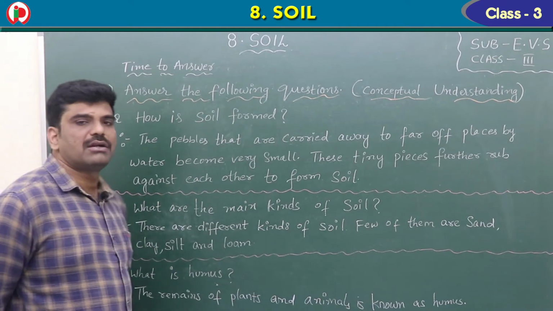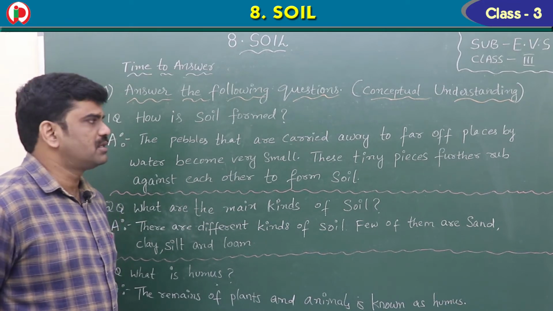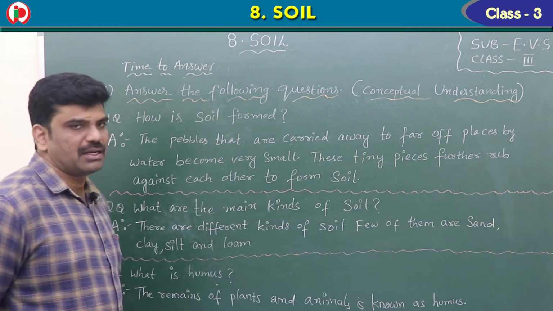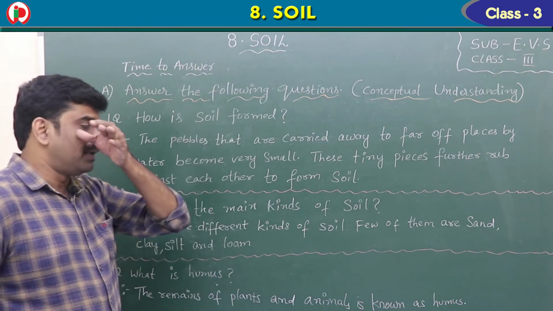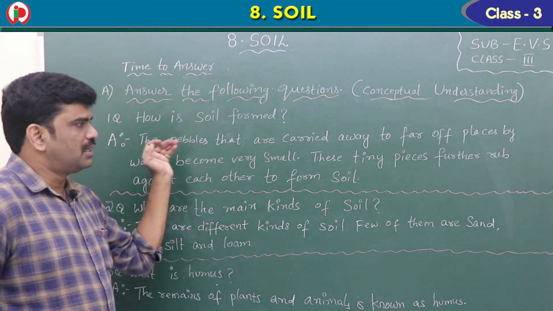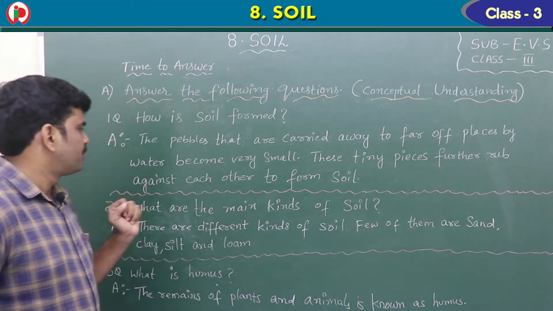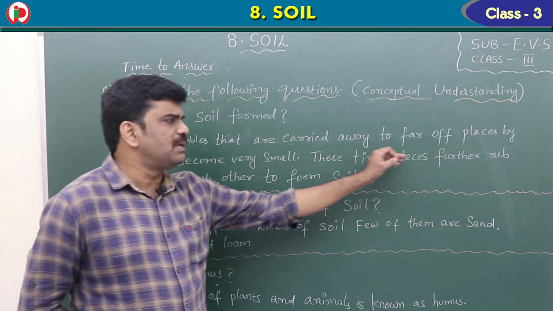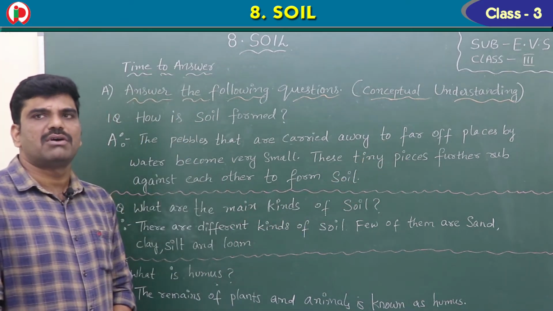Now let's see, we know how the soil forms. The pebbles, which are small stones, are carried away to far off places by water. Whenever the rain comes, the big rock breaks into small pieces which are called pebbles. These pebbles are carried away to far off places by water and become very, very small. These tiny pieces further rub against each other to form soil.